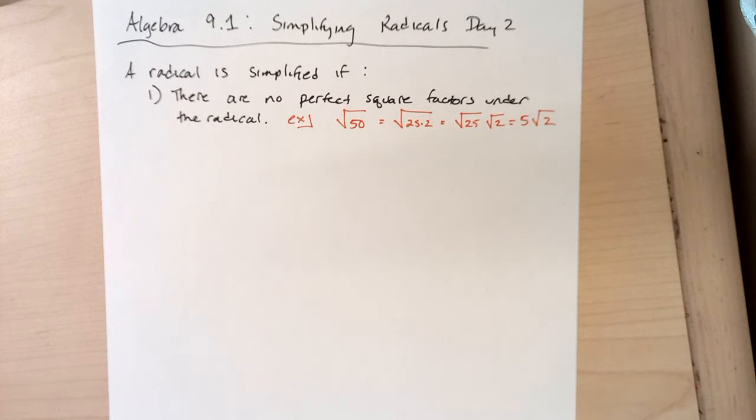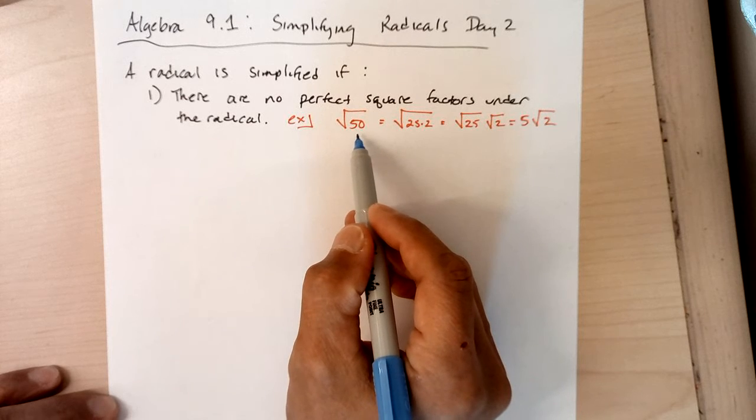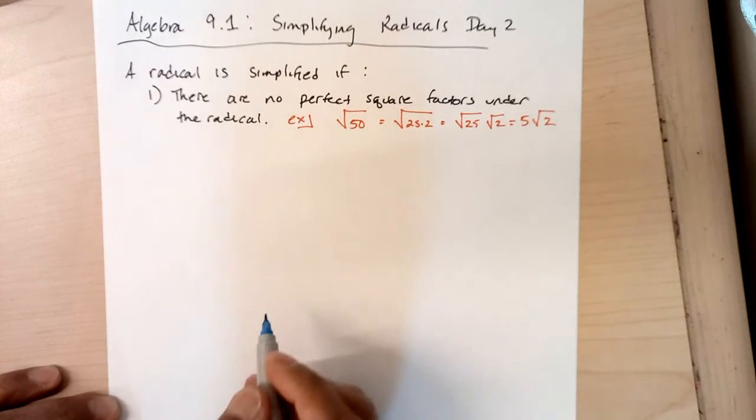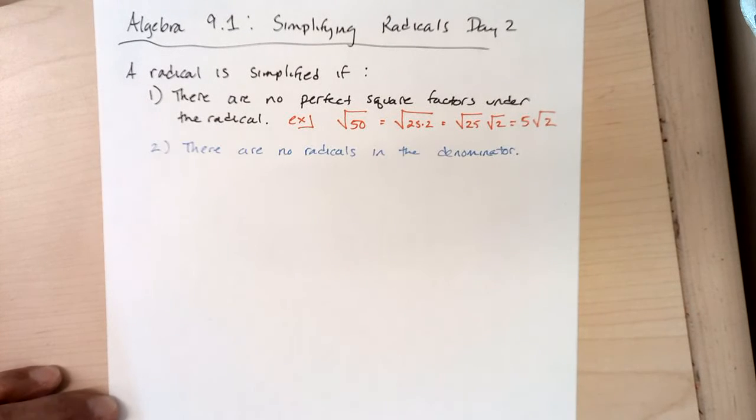We will be continuing simplifying radicals, the second day of simplifying radicals. Just as a quick review, a radical is simplified if the following conditions are met. What we went over in day one: if you have no perfect square factors underneath the radical. So here's a specific example where there is a perfect square factor underneath the radical, and we do have to simplify it.